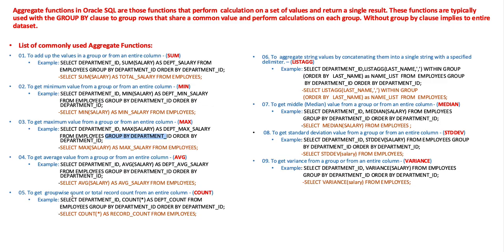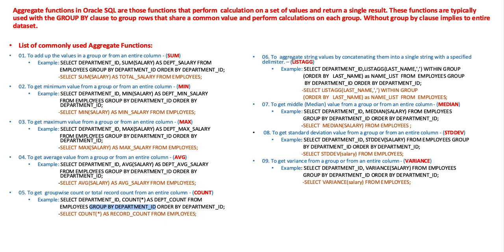Fifth one is the COUNT function. To get a group-wise count or the total record count from an entire column, we use the COUNT function. We have an example here. The first one is using a GROUP BY clause. The second one is without using a GROUP BY clause.